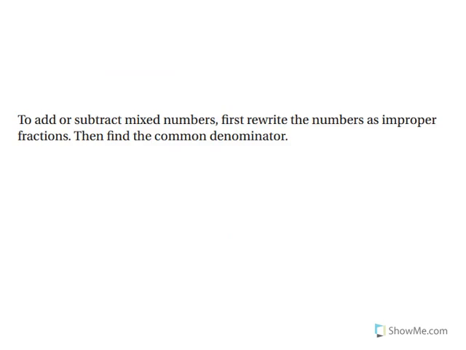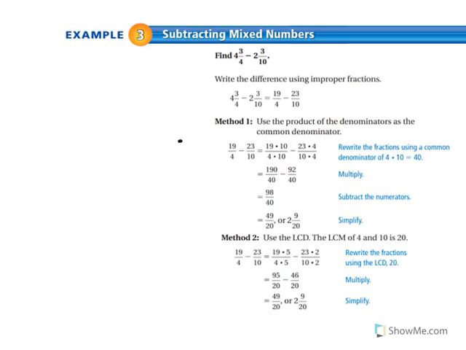Let's go ahead and look at mixed numbers now. So, to add or subtract mixed numbers, you're going to first rewrite the numbers as improper fractions, then find a common denominator. This is one way of approaching it. It isn't the only way, but it is the way we're going to look at right now. So, we see in our first example, we have 4 3/4, and we're subtracting 2 3/10.